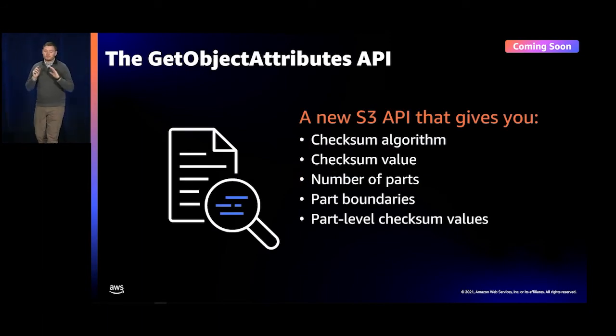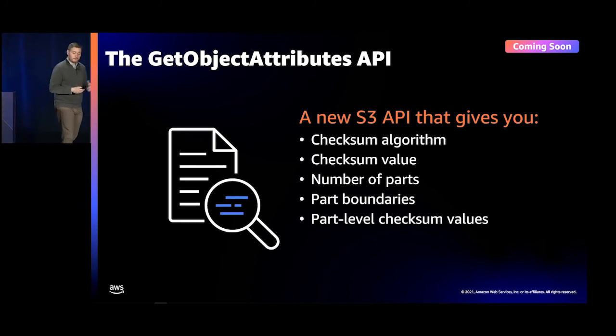So, to help you completely parallelize checksum operations, we are launching a new API called getObjectAttributes, which will provide part-level metadata and checksums. When you call this API against an object in S3 and you specify the object parts attribute, it will give you the checksum algorithm, the checksum value, the number of parts, the part boundaries on your object, and the part-level checksum values. This gives you all of the information that you need to go run integrity checks on a big object in parallel down to the part level.